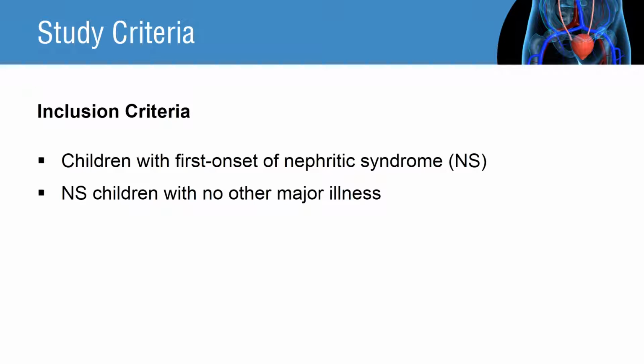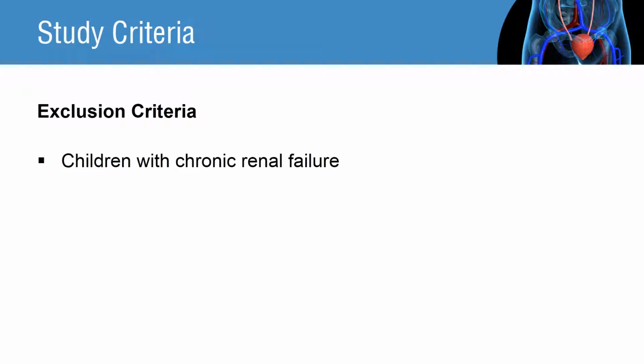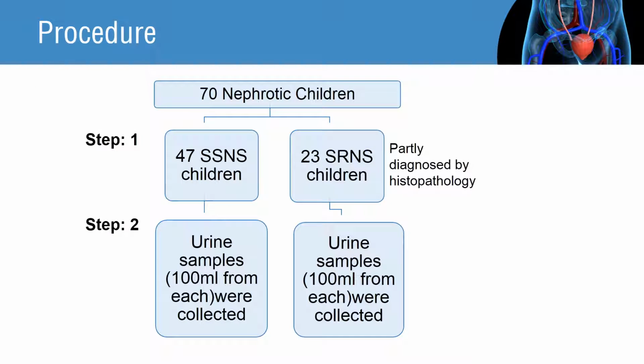Children with first onset of nephrotic syndrome and with no other major illness were included in the study. The children having chronic renal failure were excluded from the study. The study procedure involved the partial diagnosis of the steroid-resistant nephrotic syndrome patients by their response to prednisone therapy and by observing the renal histopathology.